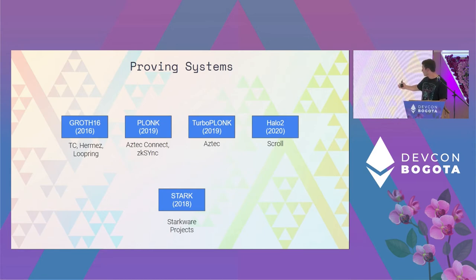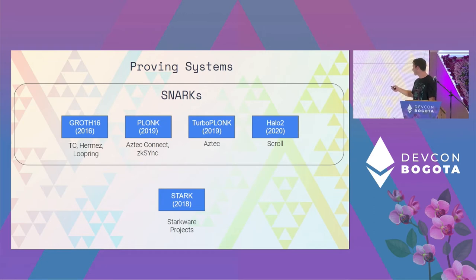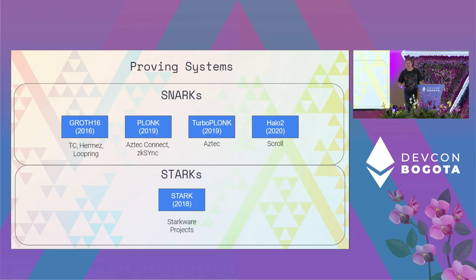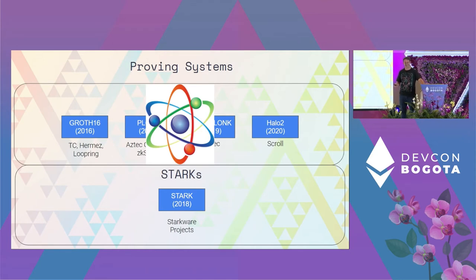Then you have your Starks, and that includes all your Starkware projects. Starks versus Snarks: Snarks are succinct, non-interactive arguments of knowledge, and Starks are scalable, transparent arguments of knowledge. The major difference between the two, there's a bunch of them, these are the base level. But quantum computing is probably going to be able to take down Snarks, while Starks will probably be resistant to it. So what is quantum computing? When will it come? I have no idea. But if it does, this is what will happen.